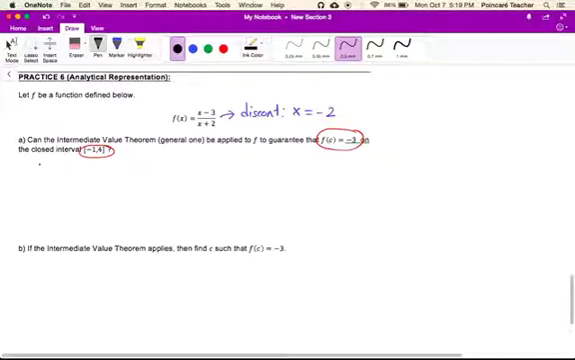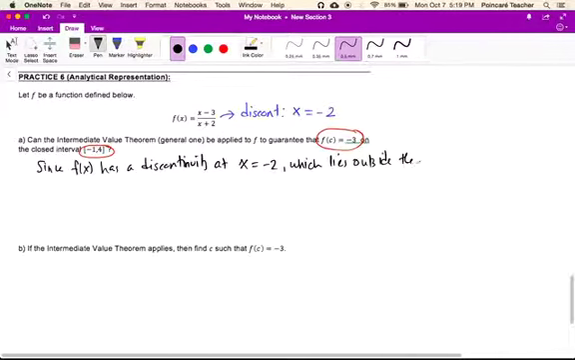Since f of x has a discontinuity at x equals -2, which lies outside the interval [-1, 4], f of x is continuous.